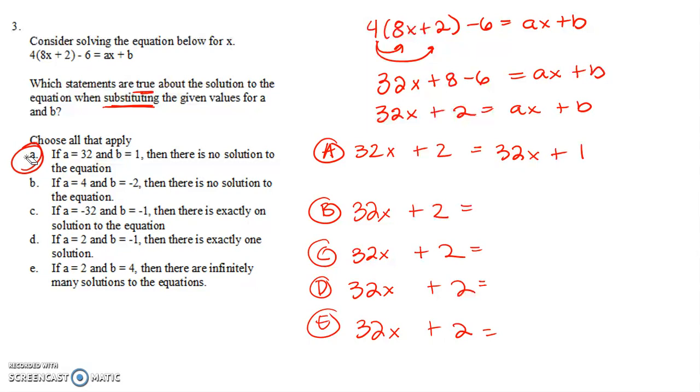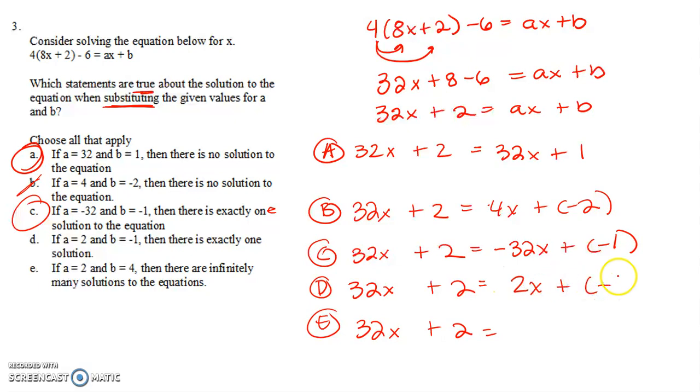Now, is B an option? Well, if A equals 4 and B equals -2, we see that coefficients are different, constants are different, so we should have at least one solution. This is not an option. If A equals -32 and B equals -1, we have two different coefficients, two different constants, so there is exactly one solution to the equation. Typo. If A equals 2 and B equals -1, the coefficients are different, constants are different, so there's exactly one solution.